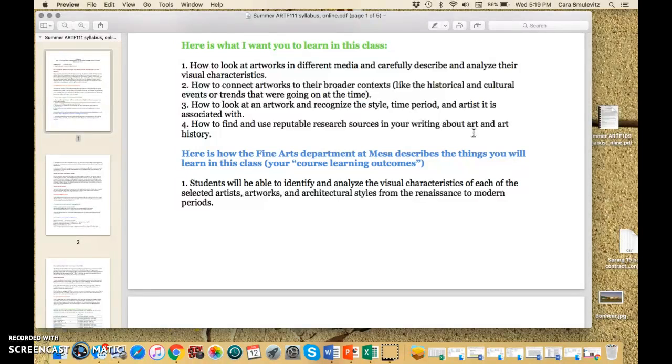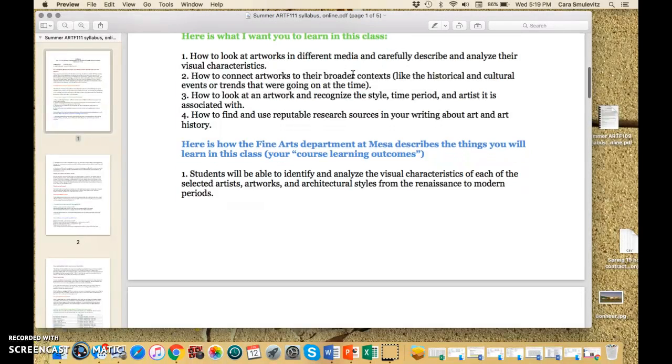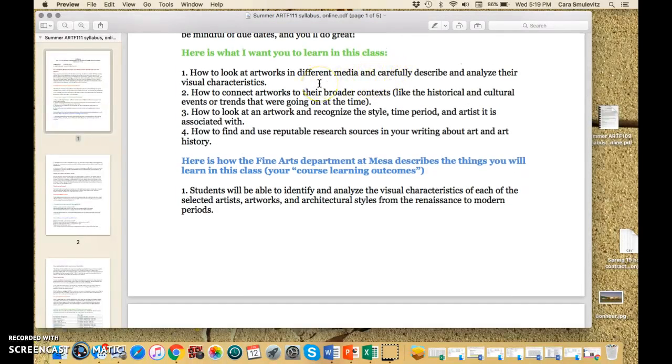Here's a list of the main things that I'm hoping you'll learn in this class. So if you complete this class successfully, this is what you should get out of it. First, you should be able to look at artworks in all different media and carefully describe and analyze their visual characteristics. That word media, that means like paint or clay or marble or architecture. It basically means the type of art, what the artwork is made out of. So you should be able to look at all different types of artworks and analyze them with authority. Of course, that takes practice, but by the end of the class, you'll be good at it.